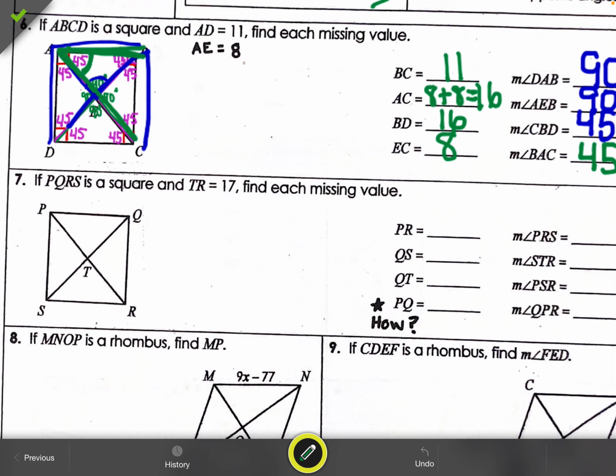All right, so pause the video. We're going to cross this one out right here. It's a little more complicated than what we need. Pause the video and see if you can do this. Do it all. You can start with the sides and with the TR, or you can do the angles.